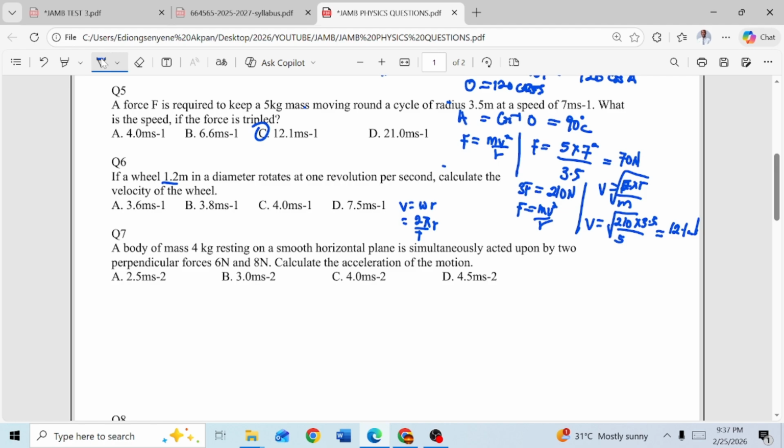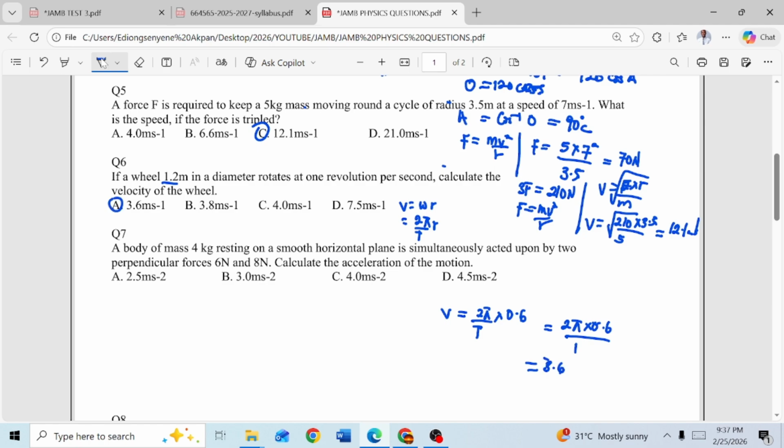This will give us V equal to 2 pi over t times 0.6. This will be 2 pi times 0.6 divided by 1. Why is it 1? Because they said 1 revolution per second. That per second means 1 second. This will give us 3.6.